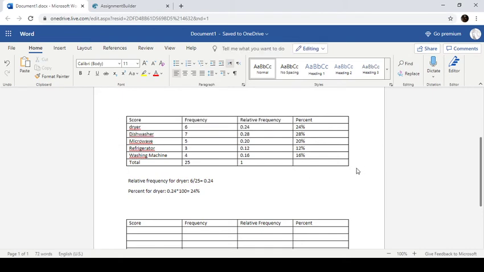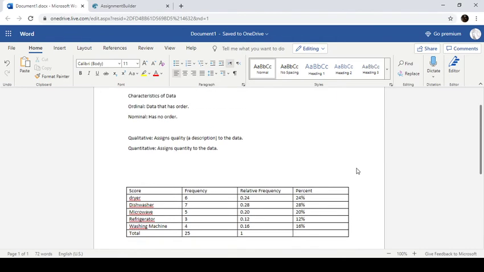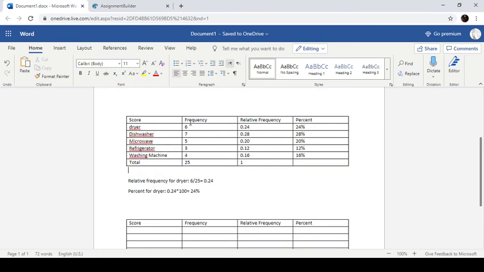Okay? So again, this is just a pretty simple frequency distribution. We just need the scores and the frequency for a frequency distribution, but it's always a good idea to have the relative frequency and the percent as well.